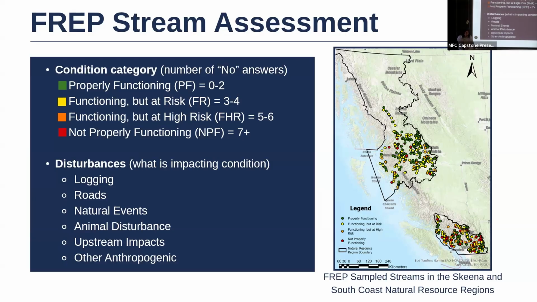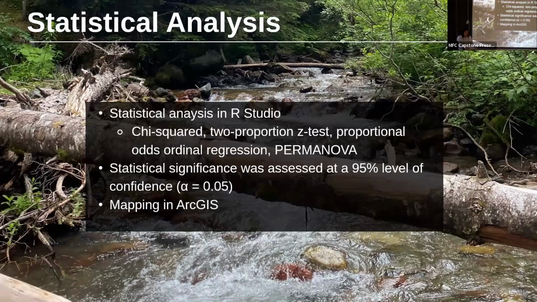No answers are also linked to disturbances, where each no answer is assigned one or more of these disturbances to explain the impaired functioning. I conducted my statistical analysis in RStudio, and a 95% level of confidence was used to test statistical significance, and I used ArcGIS for mapping.